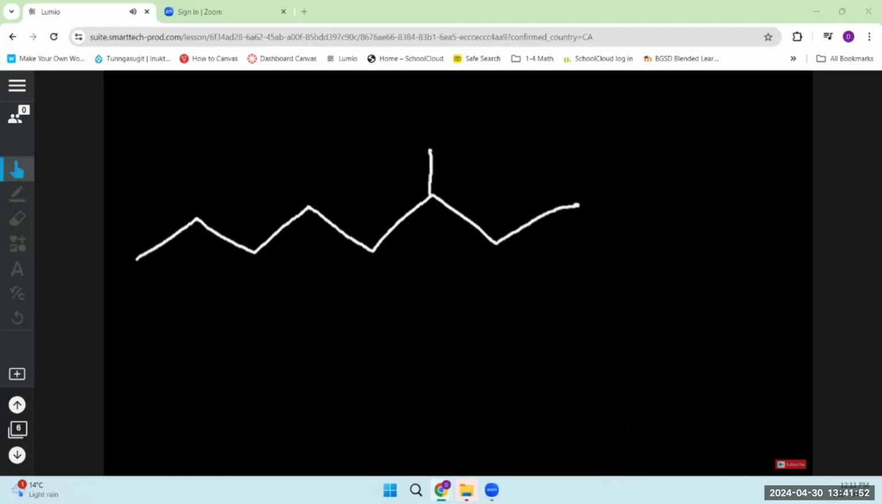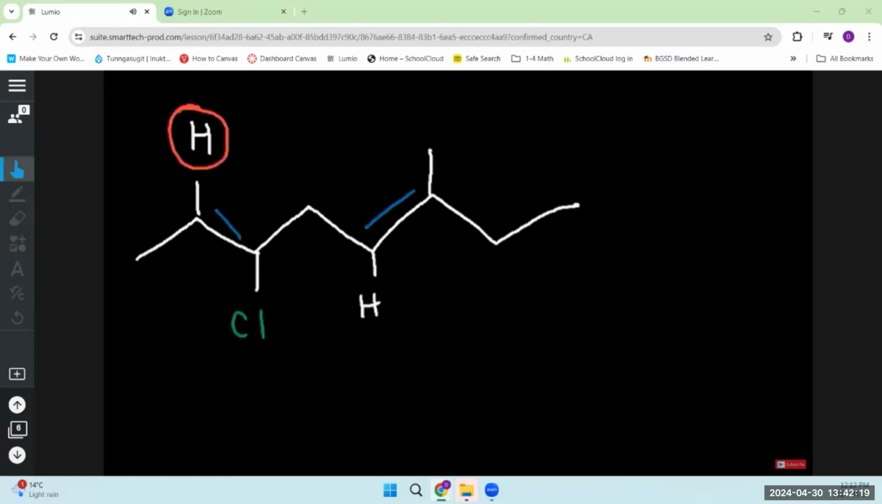Now let's try a harder example. Let's try this one. So take a minute and see if you can name this particular alkene, including with the E and Z system. Now the first thing I would do is identify each double bond as being E or Z. So let's draw the hydrogens that are located on each of these double bonds.